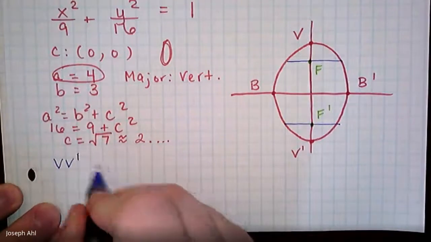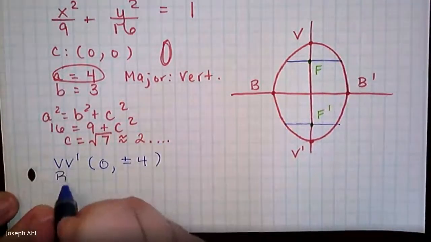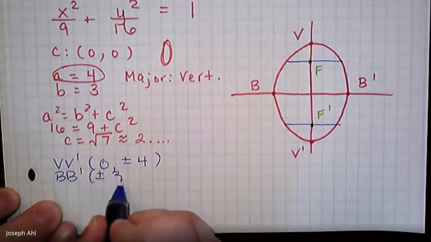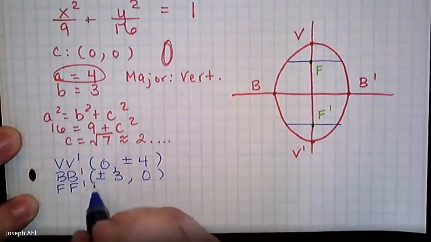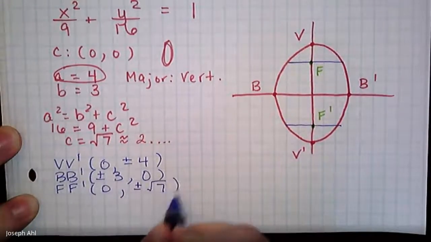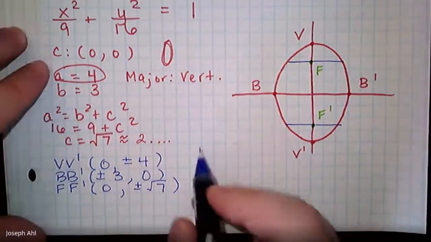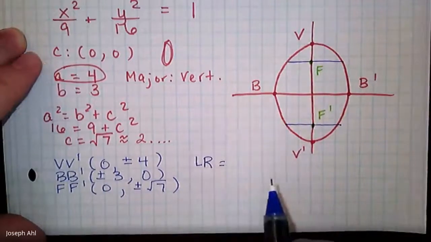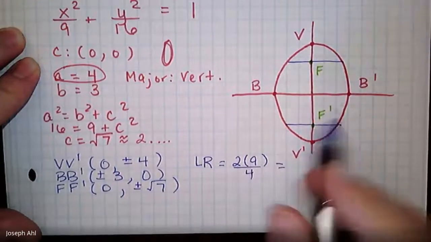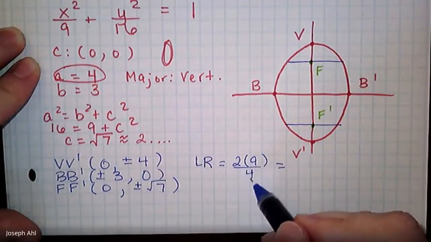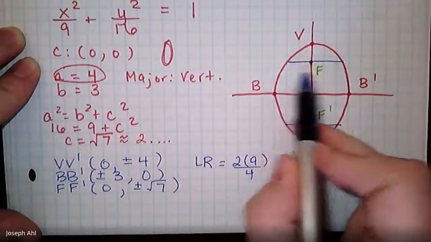The vertices went up and down. So V and V prime are at 0, plus or minus 4. B and B prime went left and right 3, plus or minus 3, 0. The foci went up and down radical 7. Okay, I'm going through that sort of quick there. Okay, the LR is 2b squared over a. So b squared is 9, a is 4. So it looks like that's going to be 18 fourths, which would reduce to 9 halves here. Remember, that's the total length there.